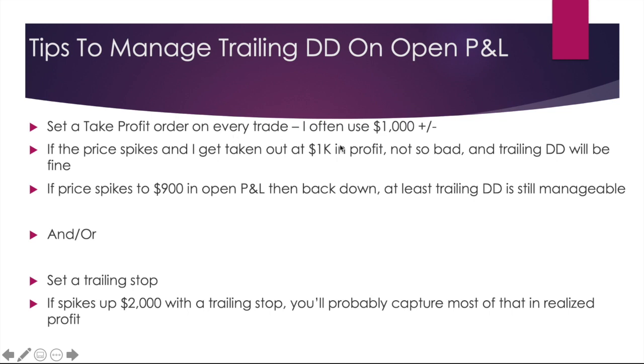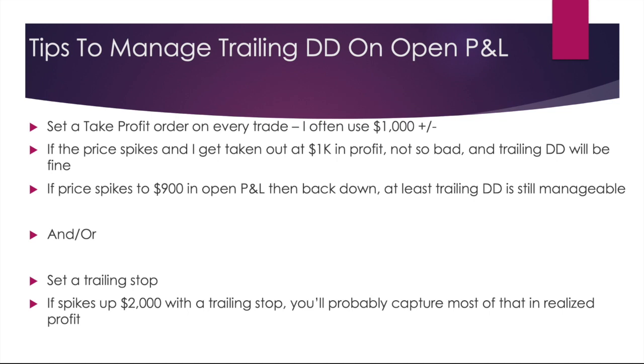One, set a take profit on every single trade. So I mentioned here, I might use $1,000 plus or minus. So in that bond example that I just gave, for example, if I'd set a take profit at $1,000, I would have hit it. I would have been out at $1,000. I would have locked in $1,000 profit, and I still would have had a $3,000 drawdown.